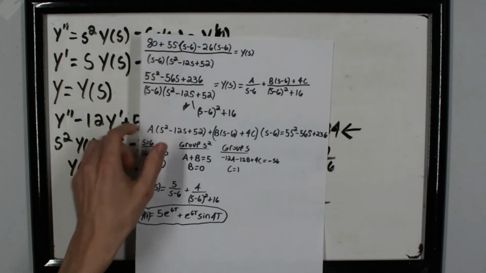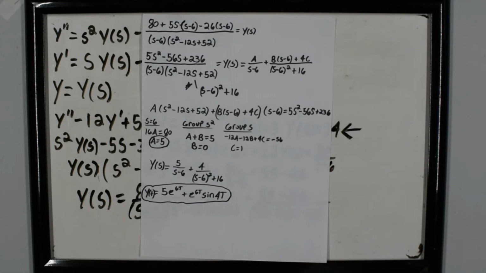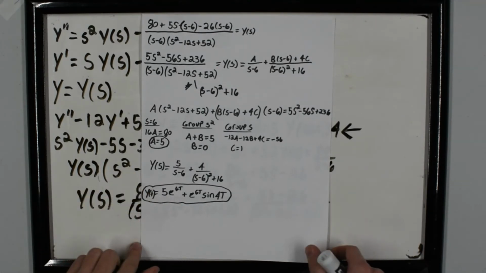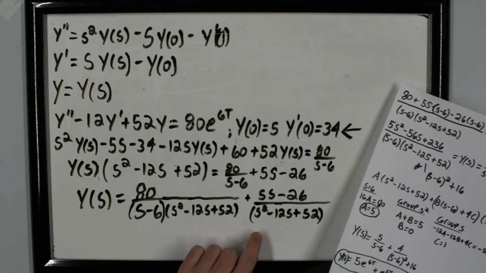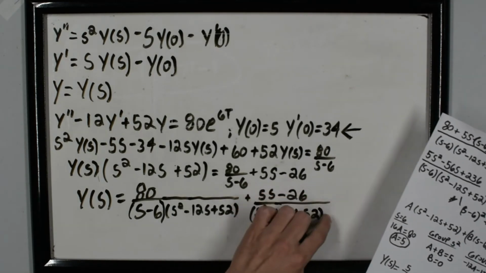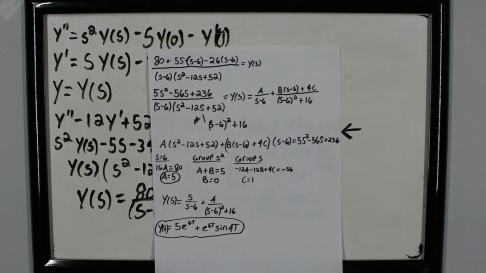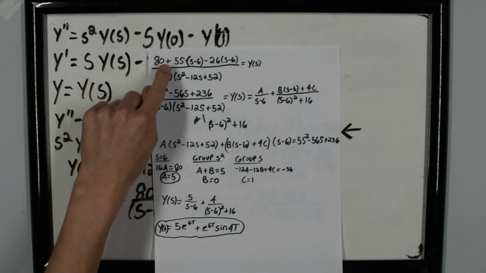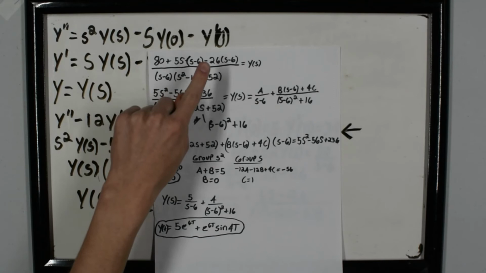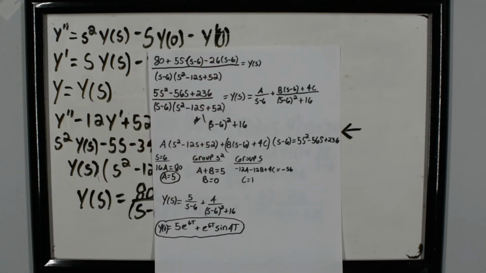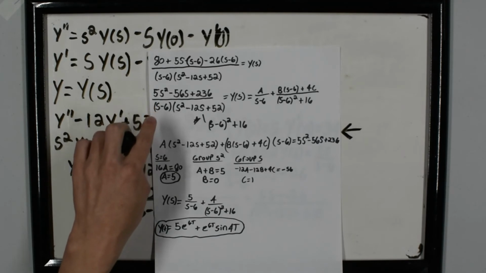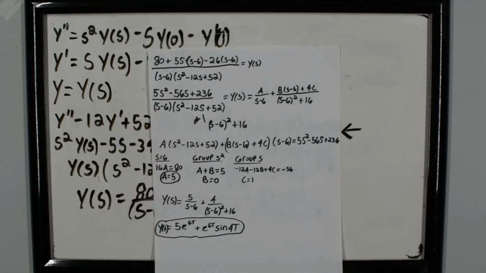Okay, so now what? Well, moving on, we're going to continue to simplify this by finding a common denominator. So here, we can multiply both the top and the bottom by s minus 6, and this will become one big fraction. We do that, and we get 80 plus 5s times s minus 6 minus 26 times s minus 6. We distribute and simplify, and we get 5s squared minus 56s plus 236 over s minus 6 times s squared minus 12s plus 52.